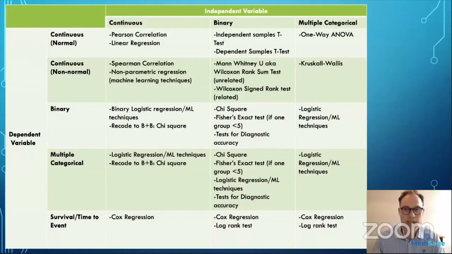Once you have selected what data you have, it's then time to select a test. So this is the test selection matrix and is key for test selection. I'll make this available to everyone so you can use it at home, but it should be relatively self-explanatory, and I'll talk about how to perform these tests later on in this talk.